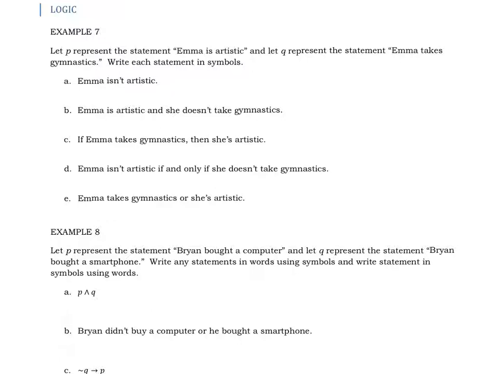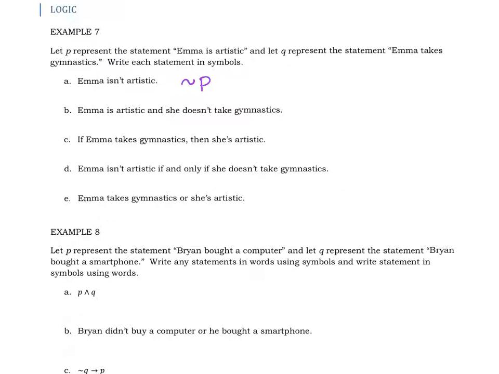So Emma isn't artistic. So we've got the not part in there. So that's our tilde symbol. So not, and then our statement about being artistic is P. And so not P would be the statement Emma isn't artistic. All right, moving on to B.